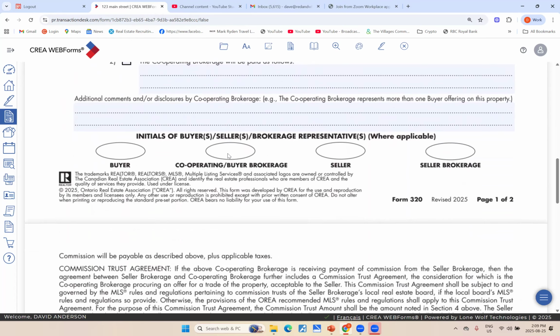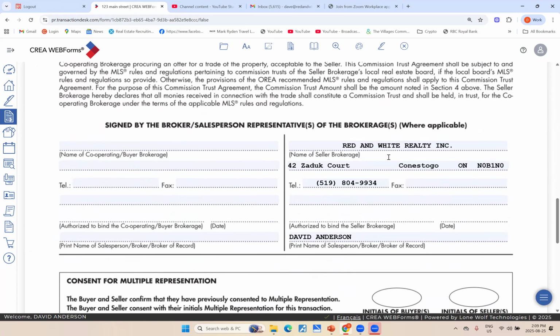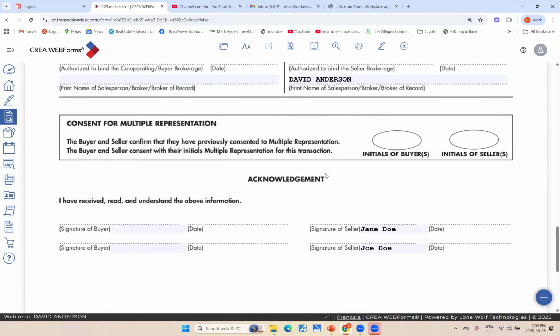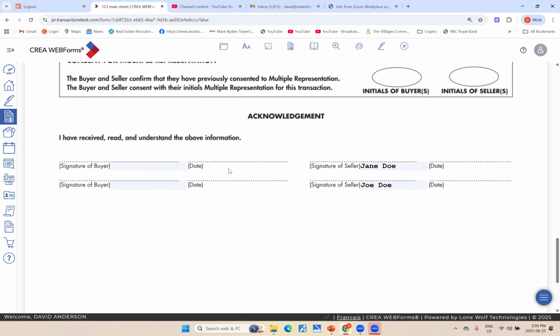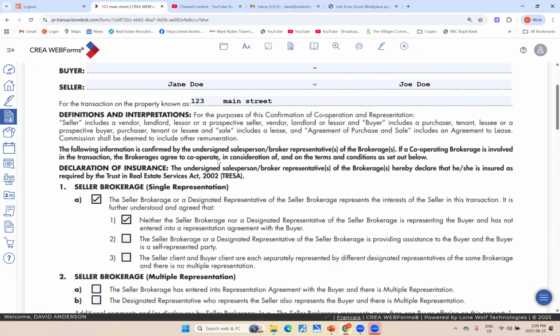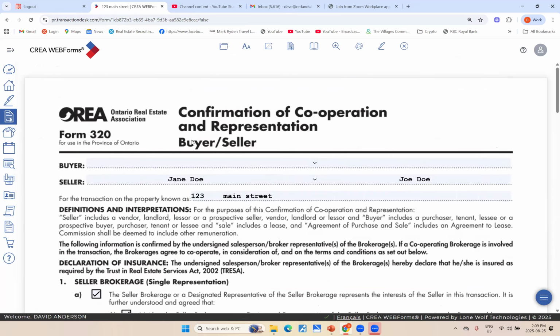The buyer initials, the cooperating brokerage initials, the seller initials, and the seller brokerage initials. And then on the back, their signatures for the cooperating brokerage's information and the listing brokerage's information. If it's multiple representation, you need to get the buyers and the sellers to initial that. And then you get the buyers and the sellers to acknowledge all of this information. So pretty much this tells who's who and who is getting paid when, and how that works is with the confirmation of cooperation. So we are cooperating.